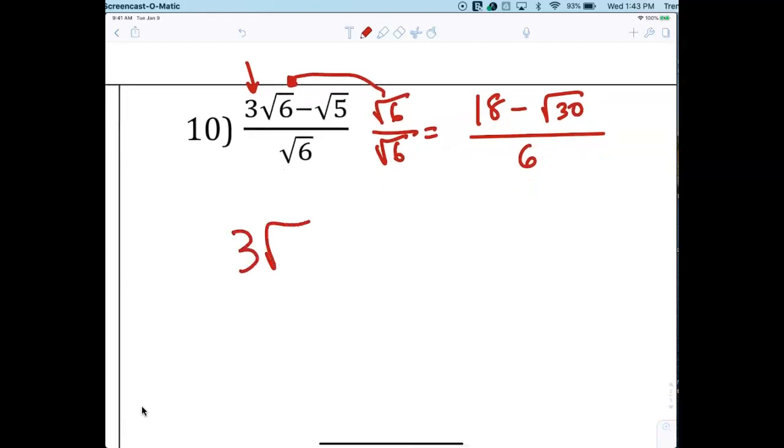If I said, Aiden, 3 radical 6 times radical 6, what is that? How did you get that? This is what I did here. I just multiplied those two things together. You understand what I'm saying, right?